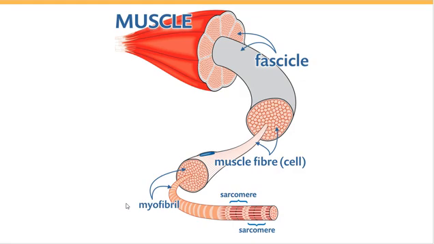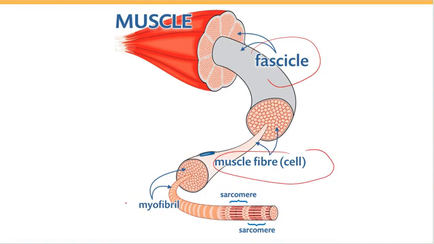called fascicles. So as you can see in this picture, each muscle as an organ is composed of many muscle fascicles. And then each muscle fascicle contains many muscle fibers or muscle cells, which contract and help us move.